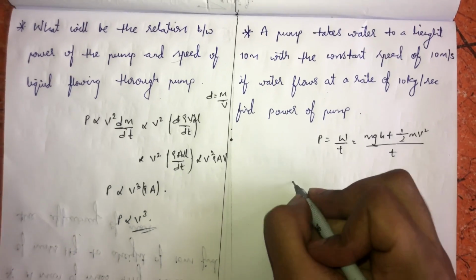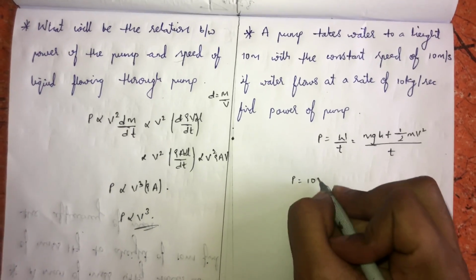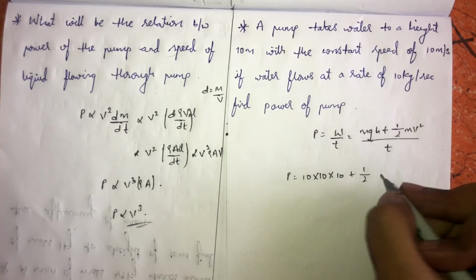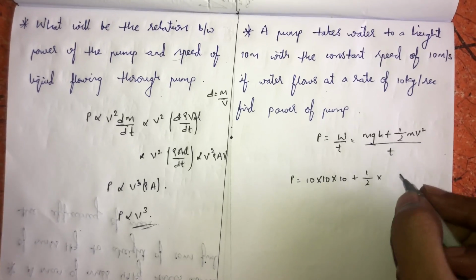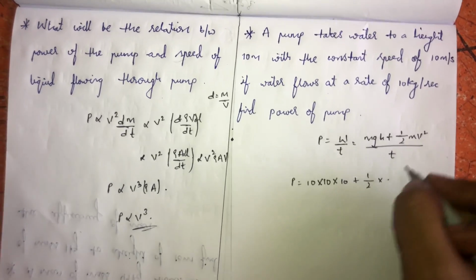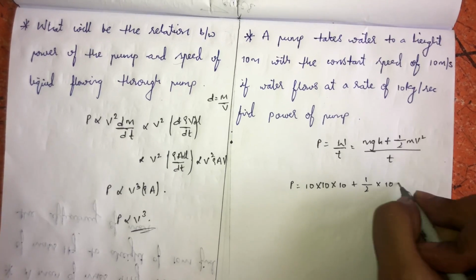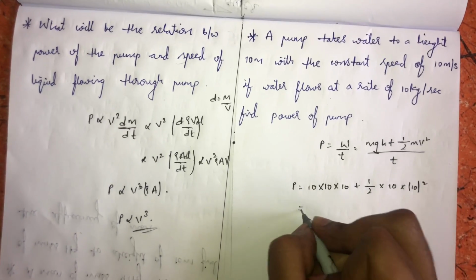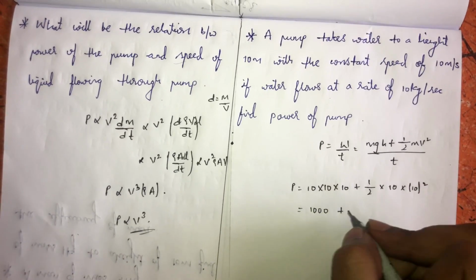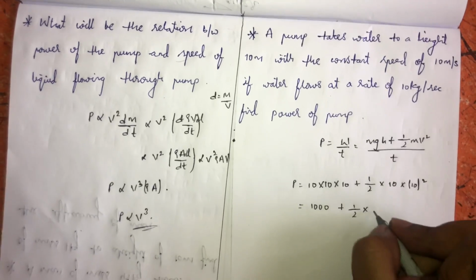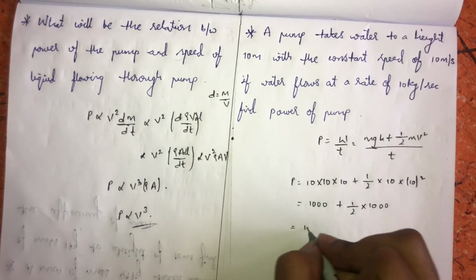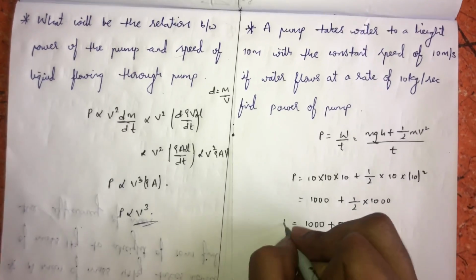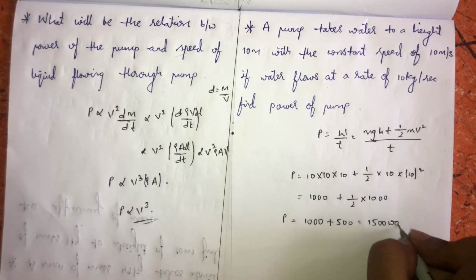Then power will be equal to mass given as 10 kg per second. I am taking the value of gravitation as 10. Height is given as 10 meters, plus half mass given as 10 kg per second, that is 10 into velocity, that is 10 square. So here 1000 plus half into 10 into 100, again 1000 is equal to 1000 plus 500. So the power will be equal to 1500 watt.